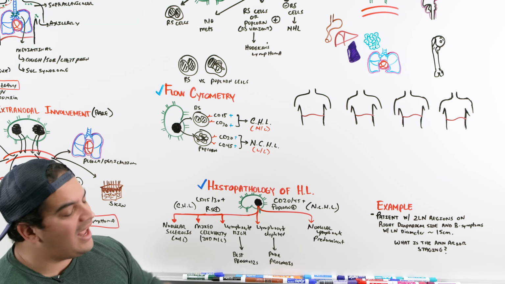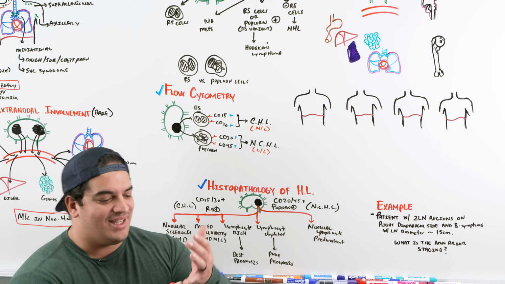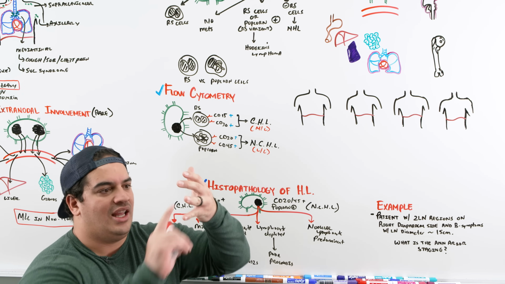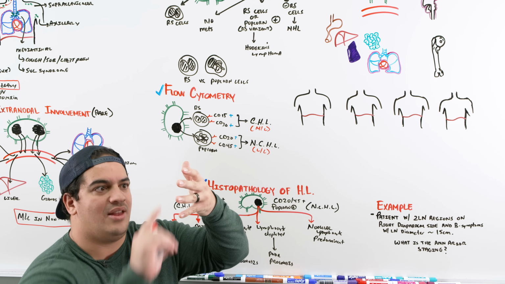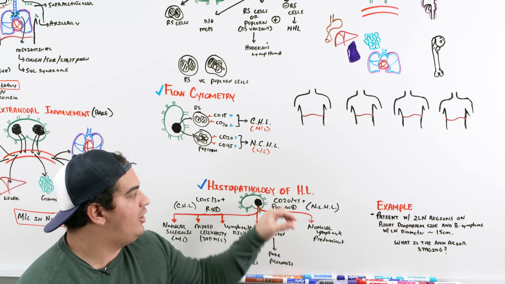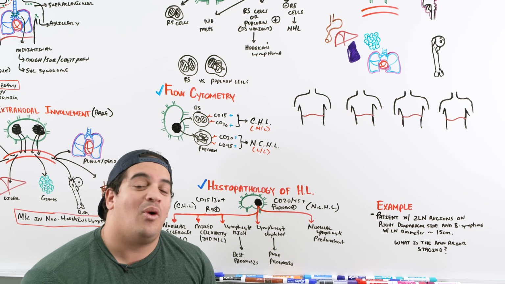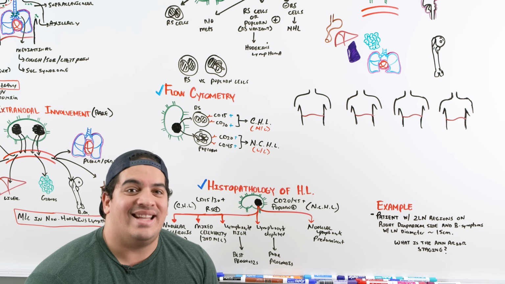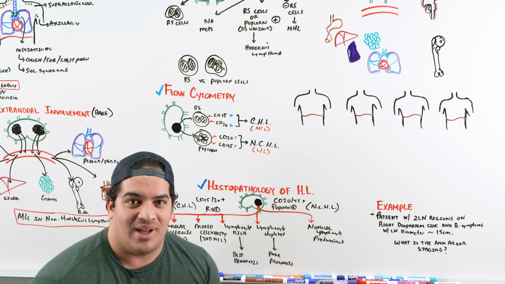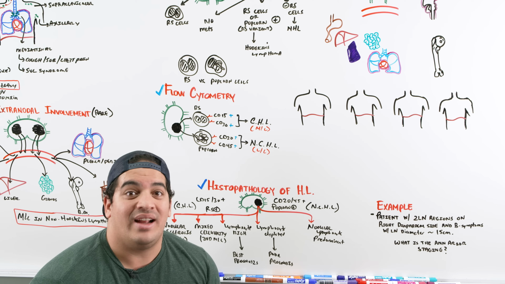Now, at this point, we have identified if it's Hodgkin's, if it's classical versus non-classical, and then what the subtype is, which can determine the degree of prognosis for the patient via histopathology. There's one more factor, and it's, did the actual Reed-Sternberg cells or the popcorn cells spread to other tissues?